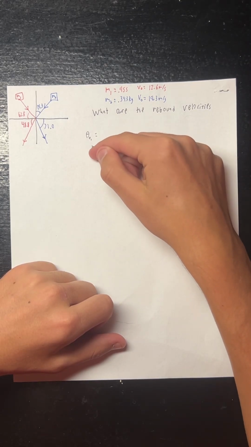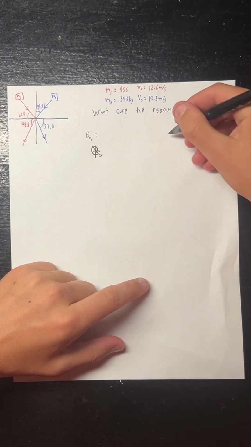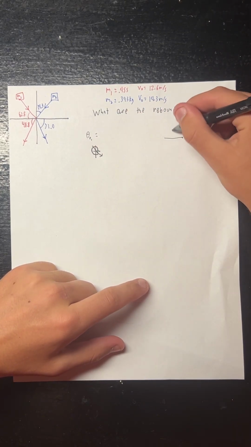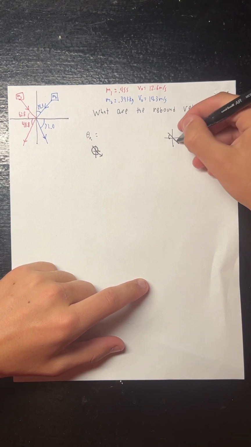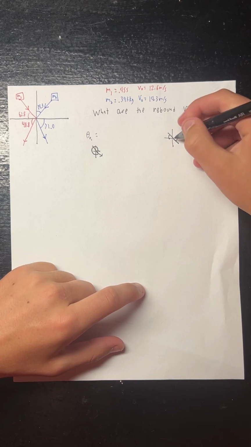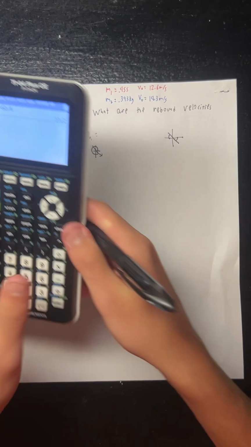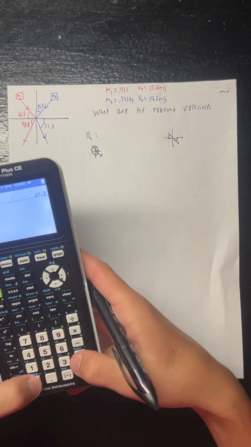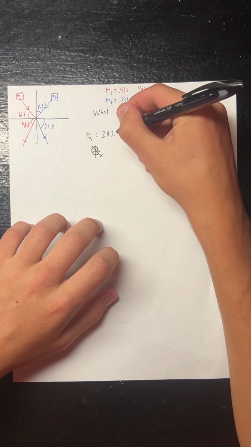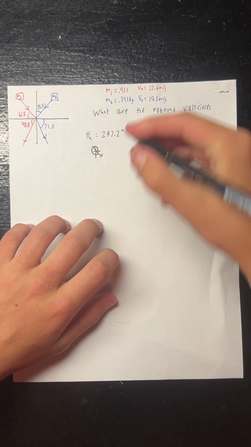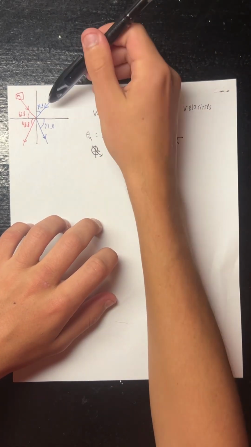So this is 270, this whole thing. And then the opposite angles, right? This is 62.8, so that means this would be 62.8. So 90 minus 62.8 is 27.2, and then we add 270 to that, and we get our first angle as 297.2 degrees.